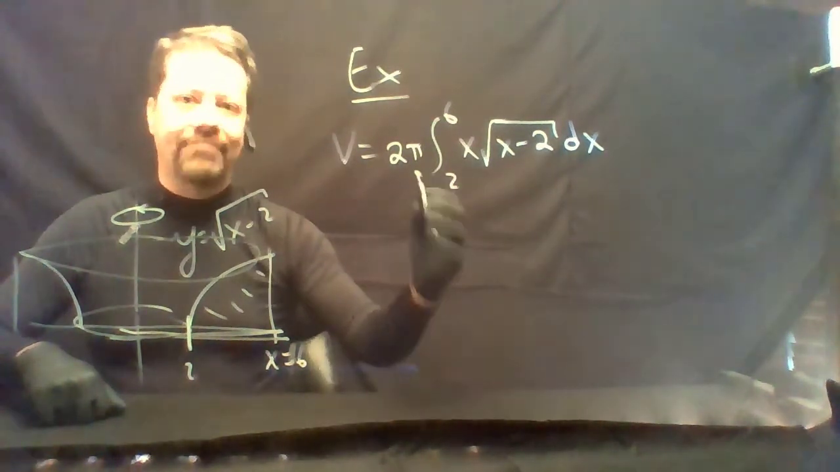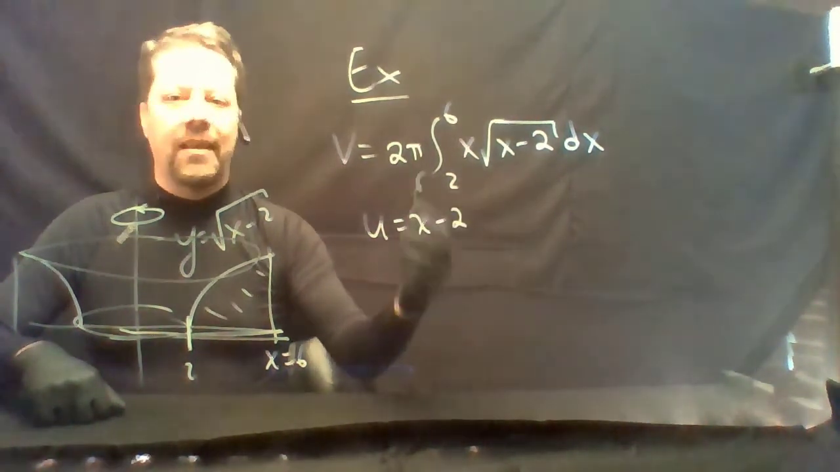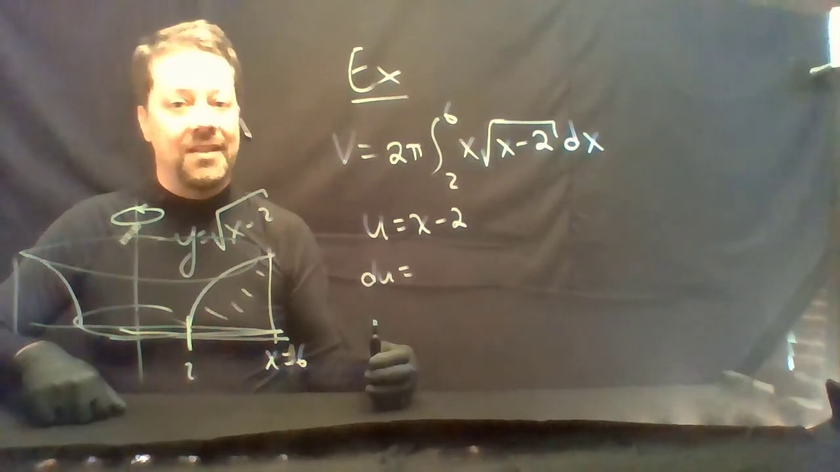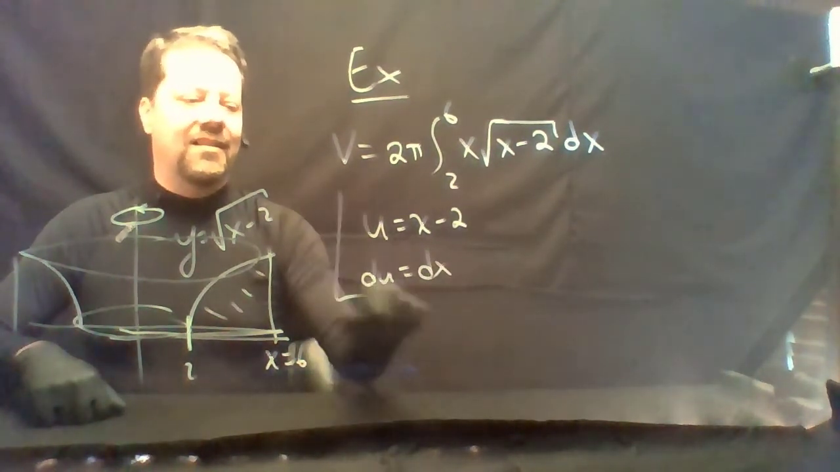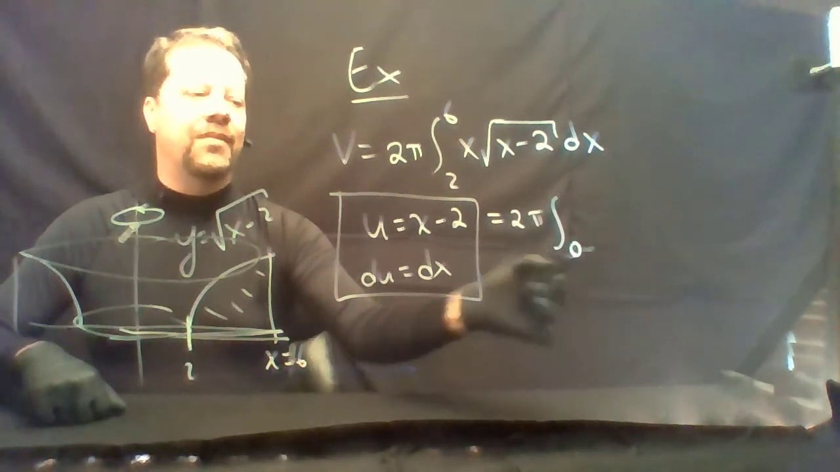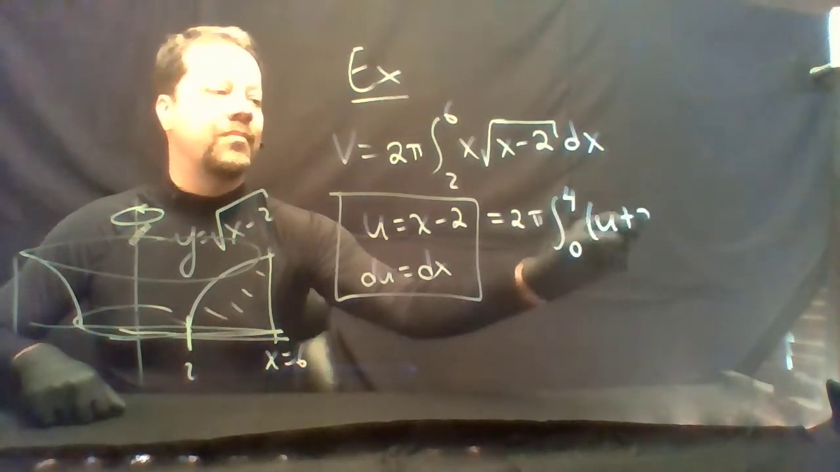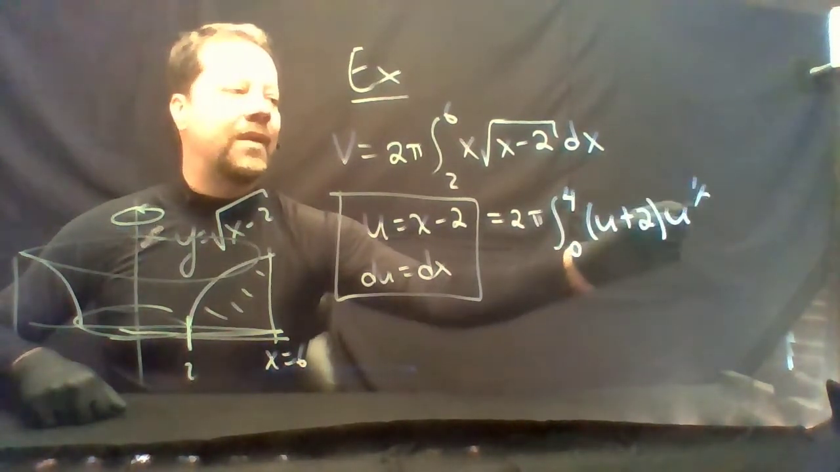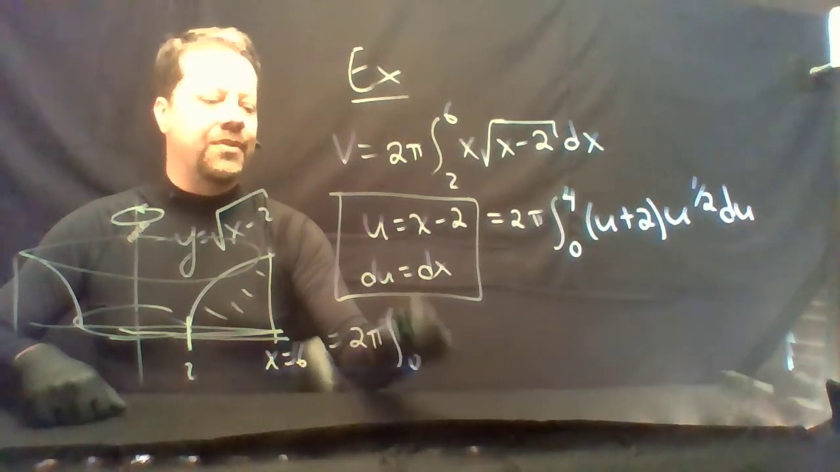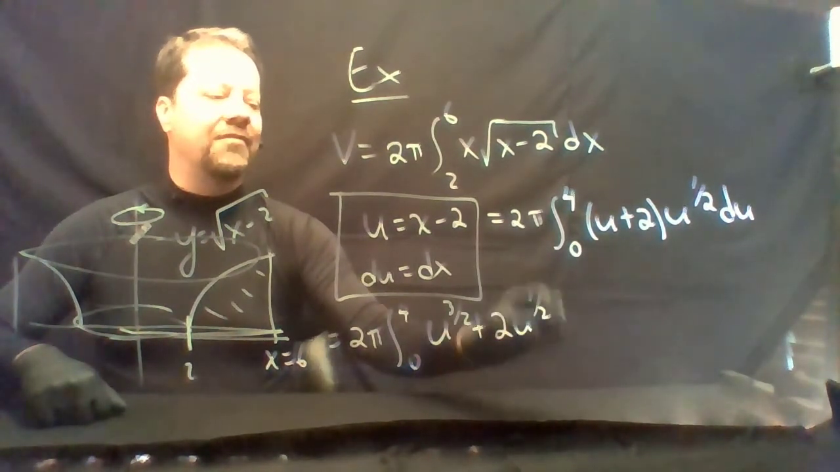How do we integrate this? Well, it does look like a job for a u substitution. U equals x minus 2. If u isn't the thing that has its derivative lying around, then u is the impediment. Du is dx. When x is 2, u is 0. When x is 6, u is 4. X is u plus 2. And then we get u to the 1/2 du. We have 2 pi, the integral from 0 to 4. We'll distribute first. We'll have u to the 3/2 plus 2 u to the 1/2 du.